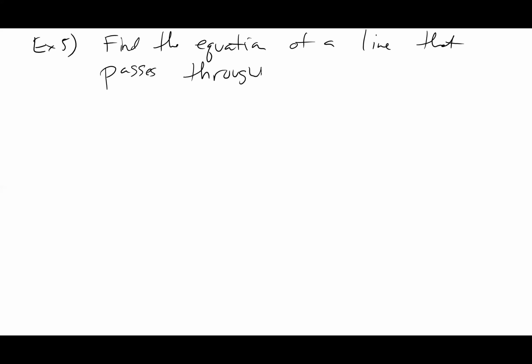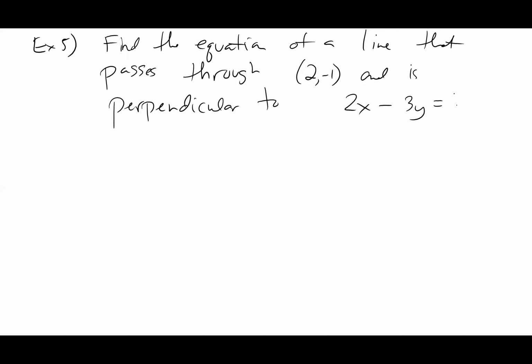So exercise 5, find the equation of a line that passes through (2, -1) and is perpendicular to this equation right here. Oh, okay.